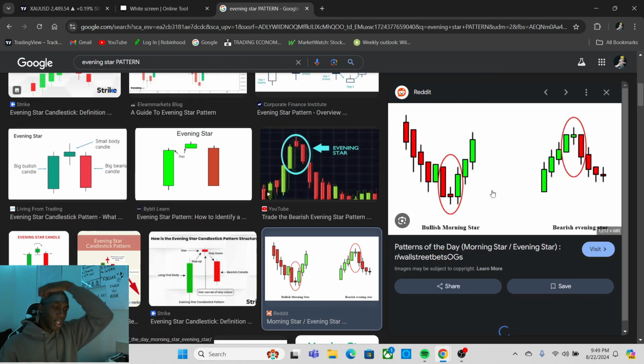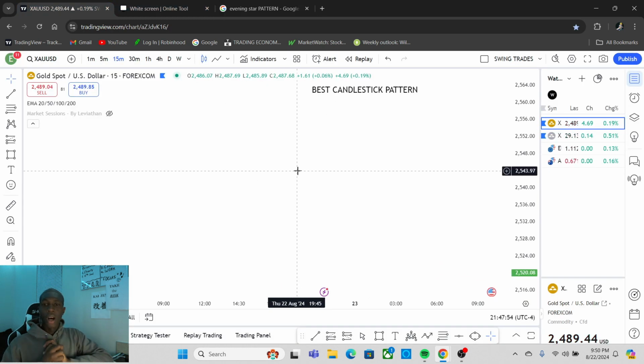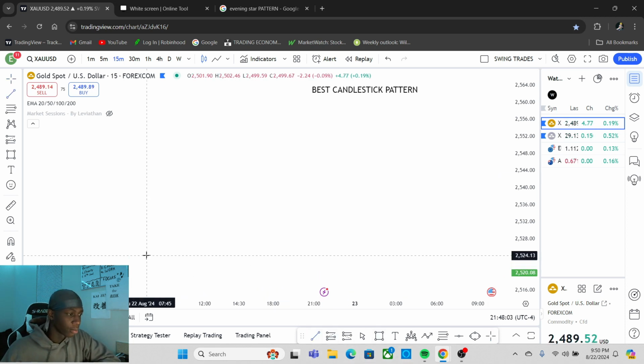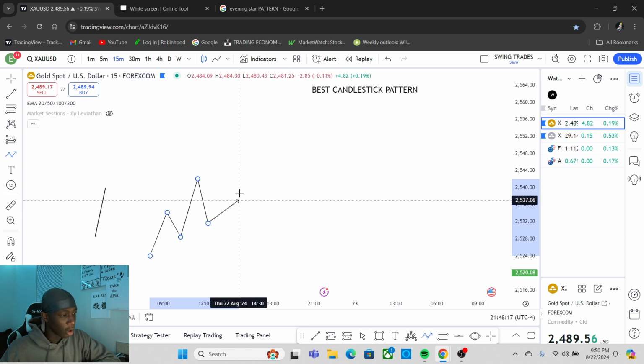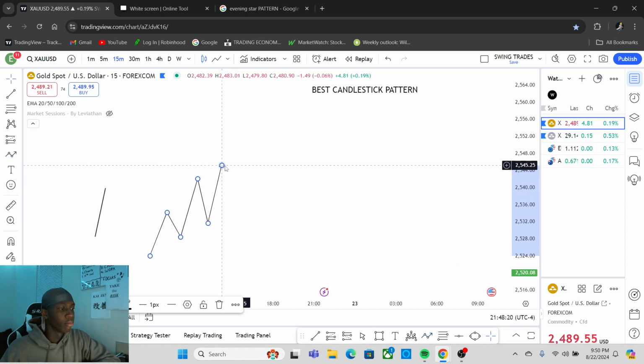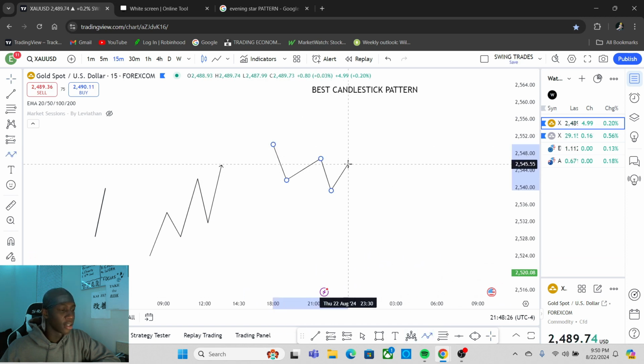You have the morning star pattern and the evening star pattern. Now, let me just break this down for you, all right? A morning star pattern happens at the bottom of a downtrend, right? So when price moves up like this, if it comes down to make a higher low, then it'll make a morning star pattern, letting you know, oh, I'm about to move up higher, right? And then vice versa for the evening star pattern. It would pull back, make an evening star pattern, and then sell.